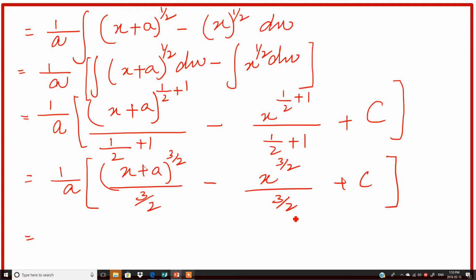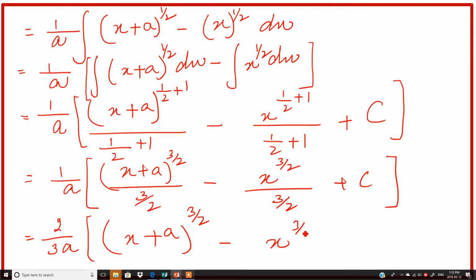2 over 3 here, and 2 over 3 here. So 2 over 3 is here, 2 over 3 is here. That is why I can take 2 over 3 common as well with a. So here we have x plus a to the power 3 over 2 minus x to the power 3 over 2 plus c, and this is the answer. Where is this 3 over 2? We have taken it as common, and it will be 2 over 3. So if you still have any question, without any hesitation you can ask me, and thanks for watching.